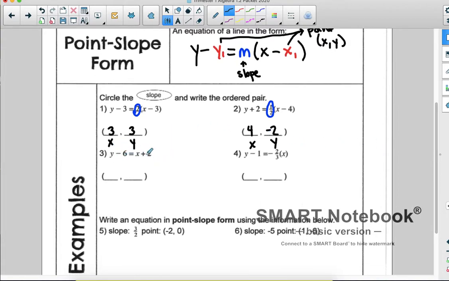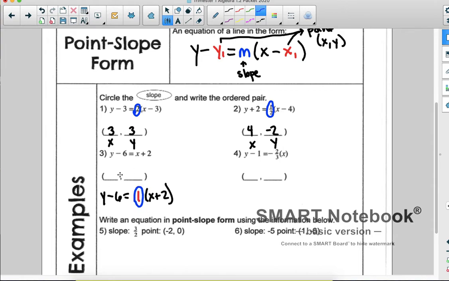All right, now this one doesn't look like it has a slope. So let's think about that. If we write it as y minus 6 equals, now let's leave a space there, parenthesis x plus 2. What number could I multiply this by and not change it? I can multiply it by that number 1. Because then when we multiply by 1, it doesn't change anything. So 1 is our slope, so we're going to circle that.